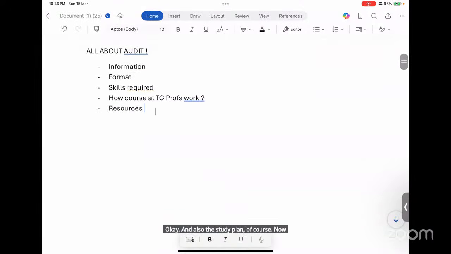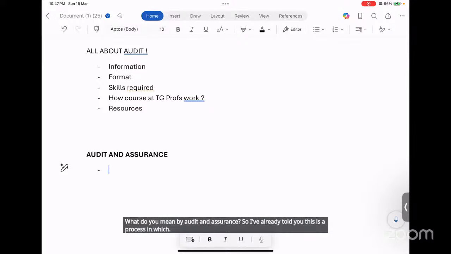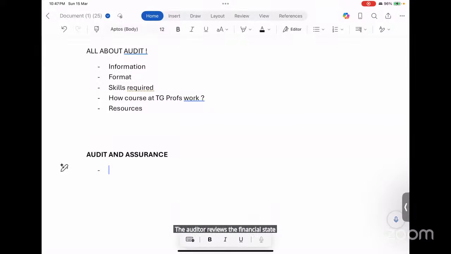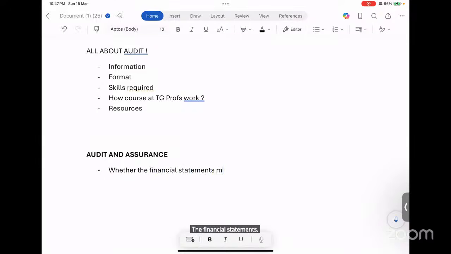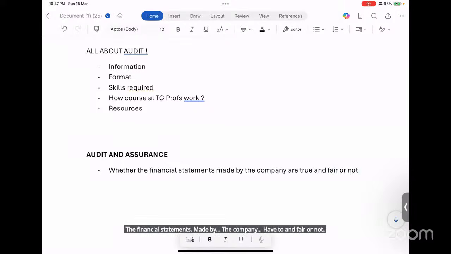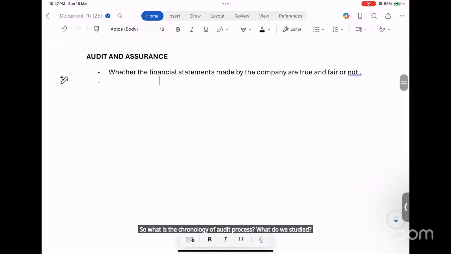Now, all about audit, the information. What do you mean by audit and assurance? So I've already told you, this is a process in which the auditor reviews the financial statements and gives an audit report on whether the financial statements made by the company are true and fair or not. So what is the chronology of audit process? What do we study in audit?